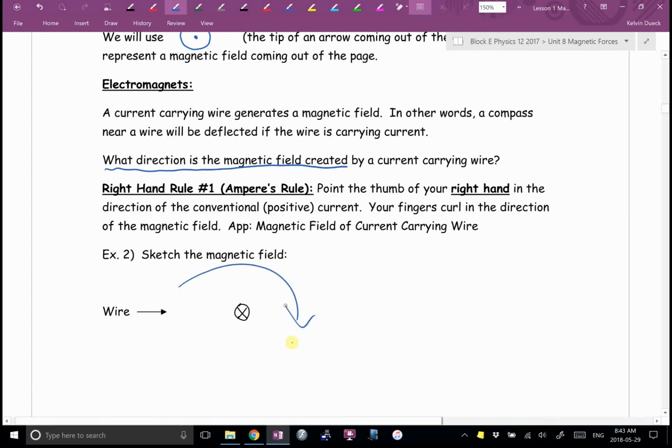Is it going in that direction or is it going in that direction? Is it going clockwise or counterclockwise? So if we wanted to sketch the magnetic field right now, you can draw a little circle like that, and then you can put arrows going that way.